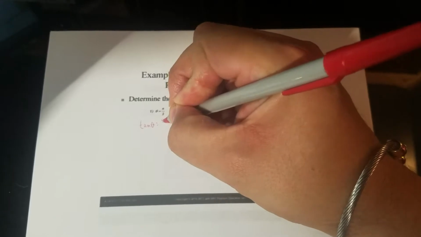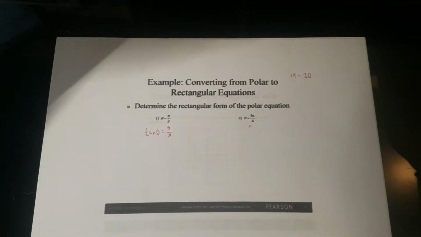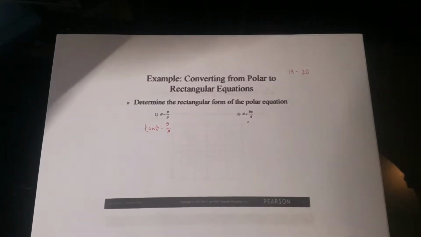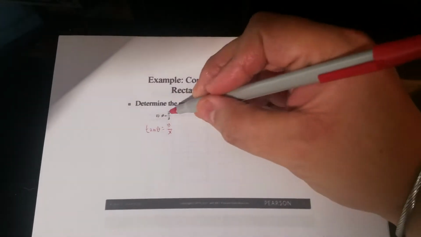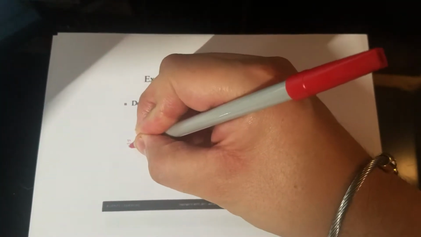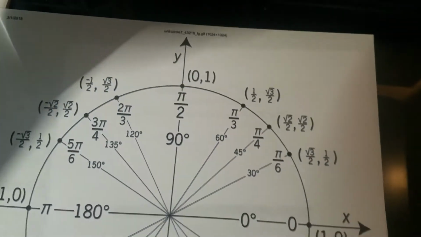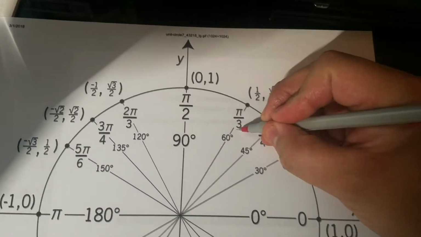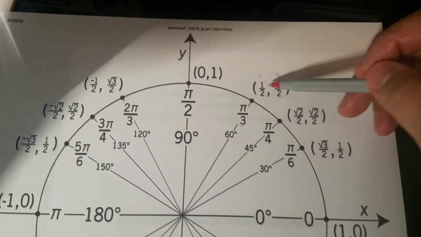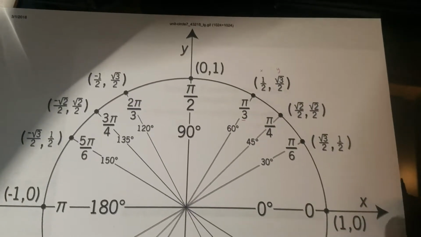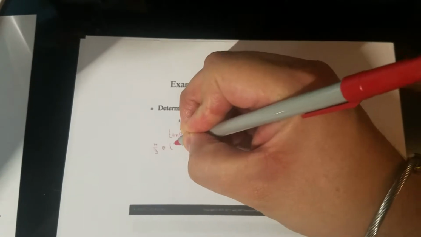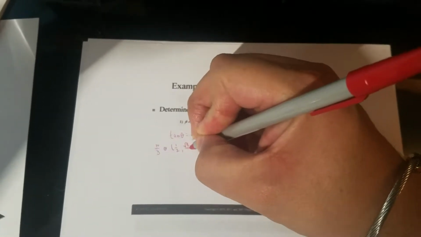Tangent theta equals y over x. I have the theta here, and the theta is pi over 3. So I want to go to a unit circle and look at pi over 3. Here's pi over 3. This is my x and this is my y. So it's 1/2 and square root of 3 over 2. That's where I'm getting these numbers that I'm about to write: 1/2 and square root of 3 over 2.